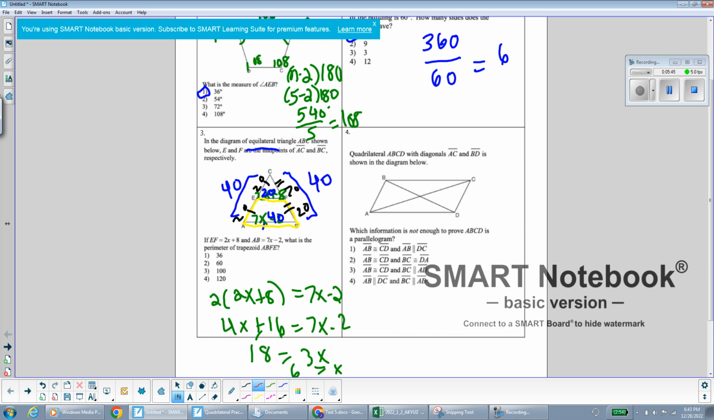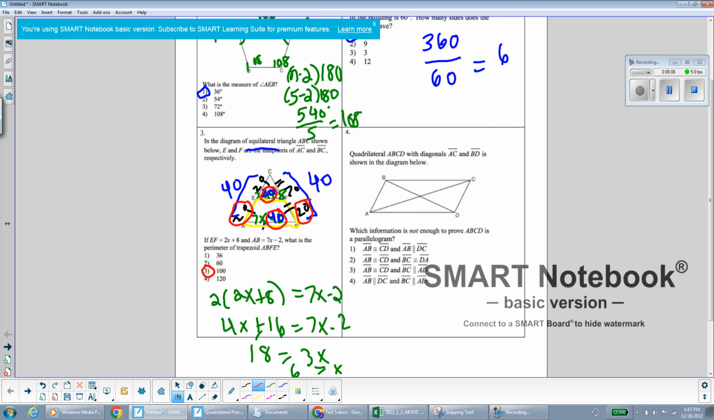So now we have all the sides of the trapezoid at the bottom. We have the 20 and the 40. We have this 20 and we have this 20. We just need to add the four sides of this trapezoid together. 20 plus 20 plus 20 plus 40. That's 60 plus 40. That is 100.